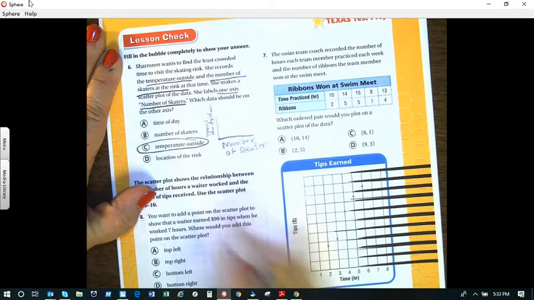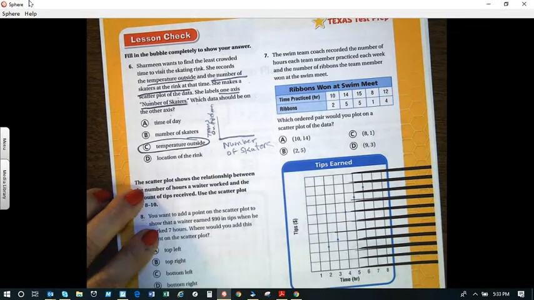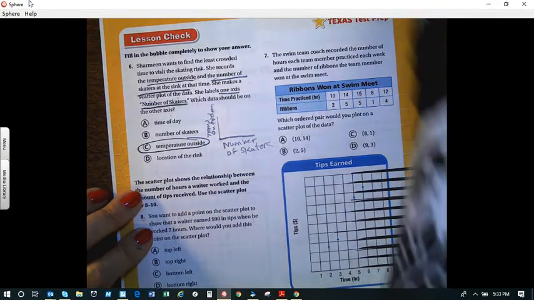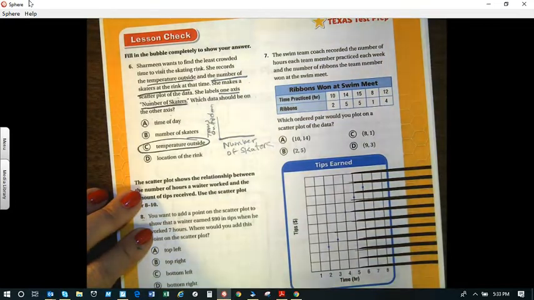Temperature outside. Very good. Kind of turn this off and see if that helps out.